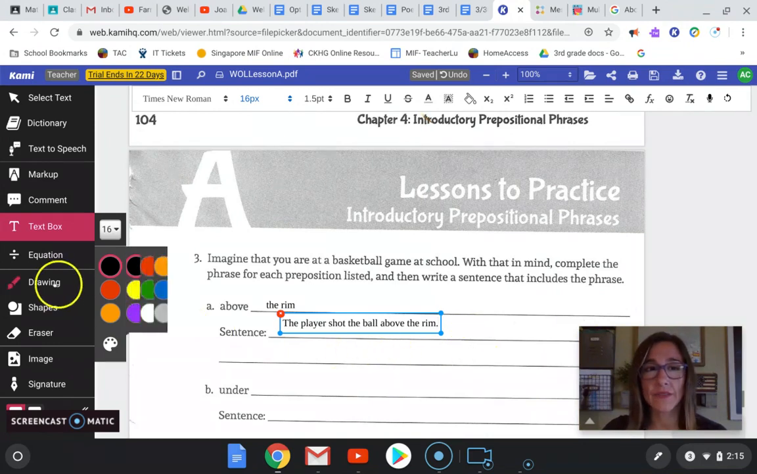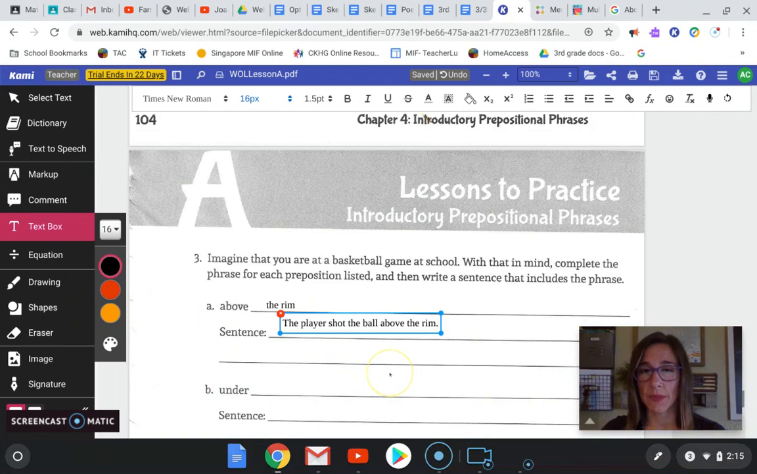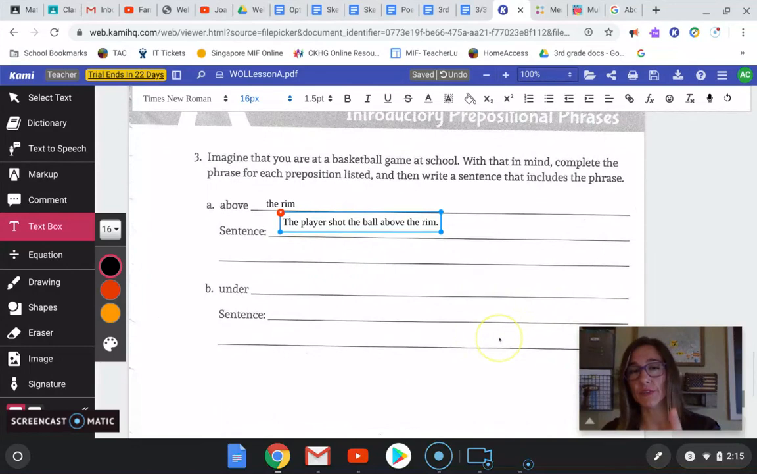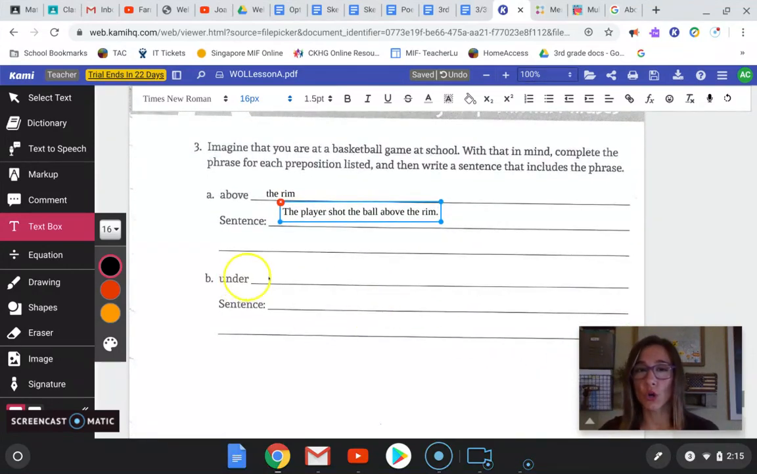Okay, I have my subject, which is player, shot, which is my predicate, ball is my direct object, and above the rim is my prepositional phrase. Okay, so I would like for you to do your own for the word under. Remember, you're at a basketball game. Think, be creative. There's no wrong or right answer, okay? You can be silly, whatever you want to do.